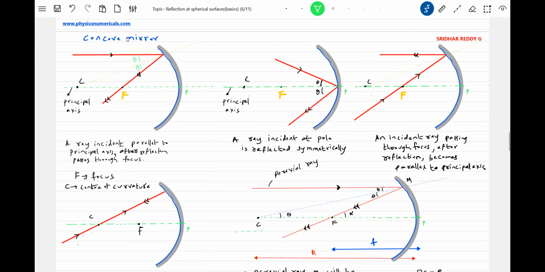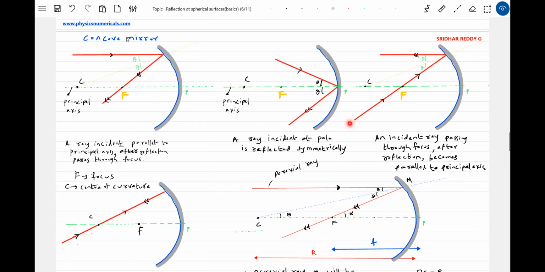There's no problem with that one. I'll stick to that. If a ray is incident parallel to the principal axis, after reflection it will intersect the axis at a point called the focus. Now, if a ray is incident at a pole, it will be reflected symmetrically because this will become the normal. So this principal axis will become the normal now. The angle of incidence should equal the angle of reflection, so that it will be reflected symmetrically.